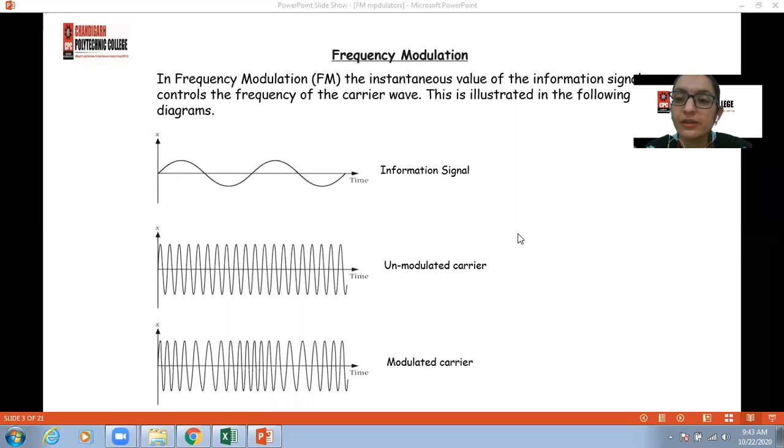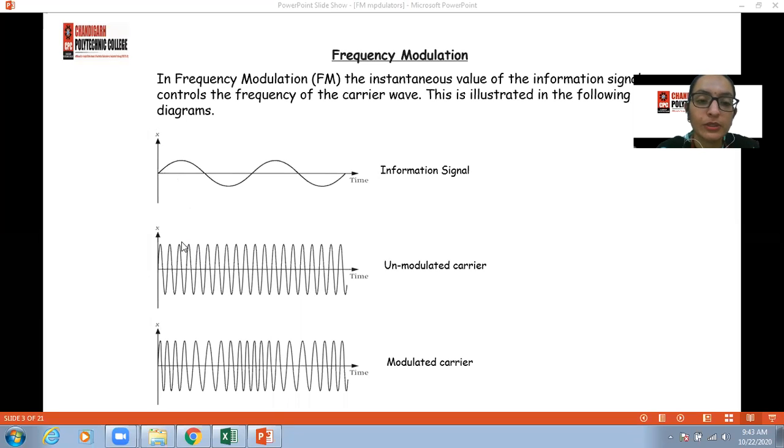We already studied in our previous lectures what frequency modulation is. In frequency modulation, the instantaneous value of the information signal controls the frequency of the carrier wave. It is illustrated in the following figure. The first one is your information signal, in the form of a sine wave. The second one is our unmodulated carrier, which has a very high frequency without any information. And the third one is the modulated carrier, or we can say a modulated FM wave.